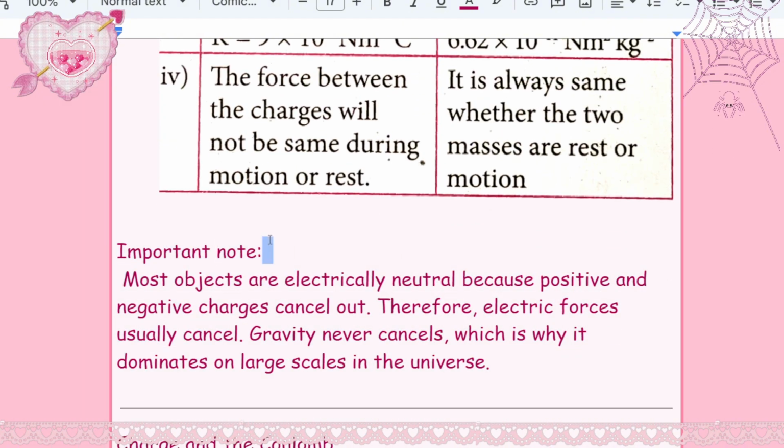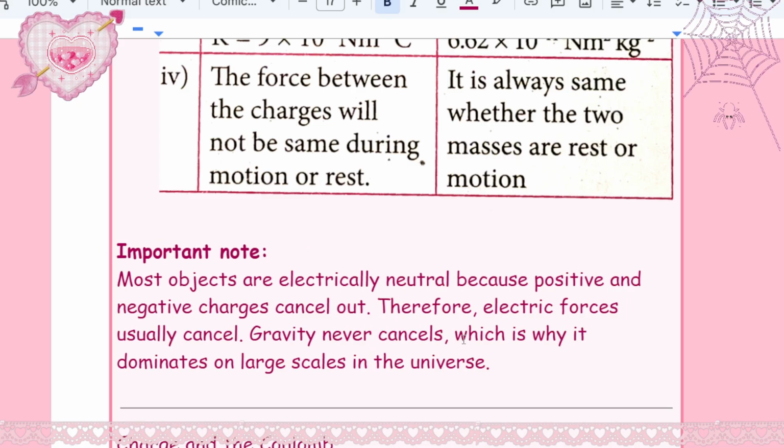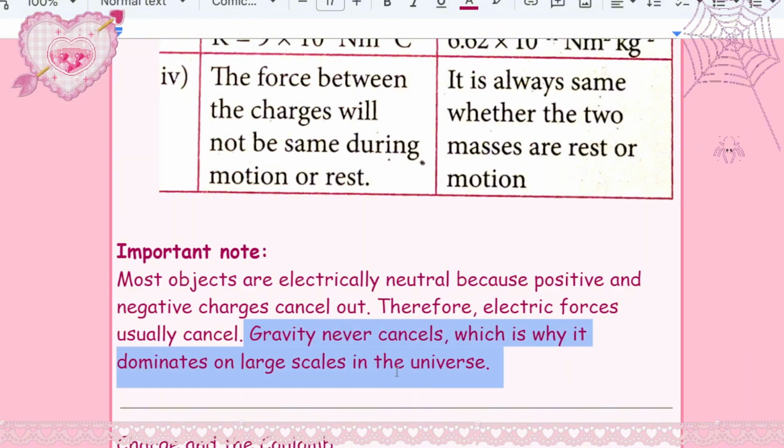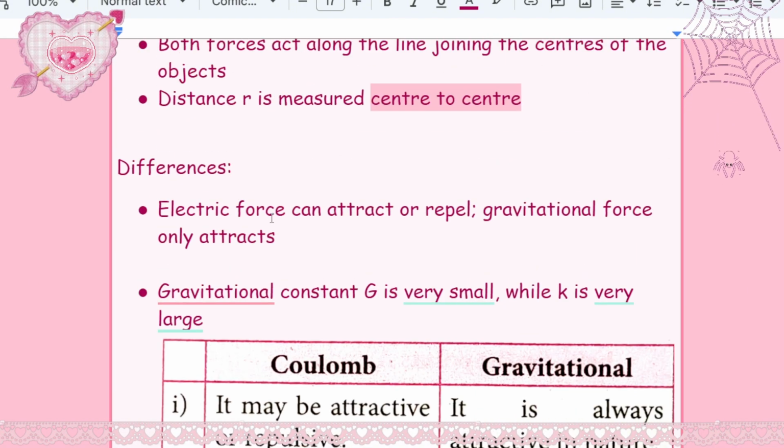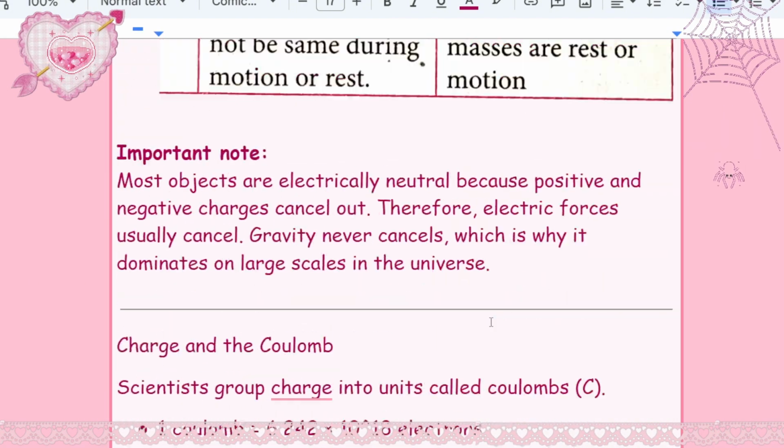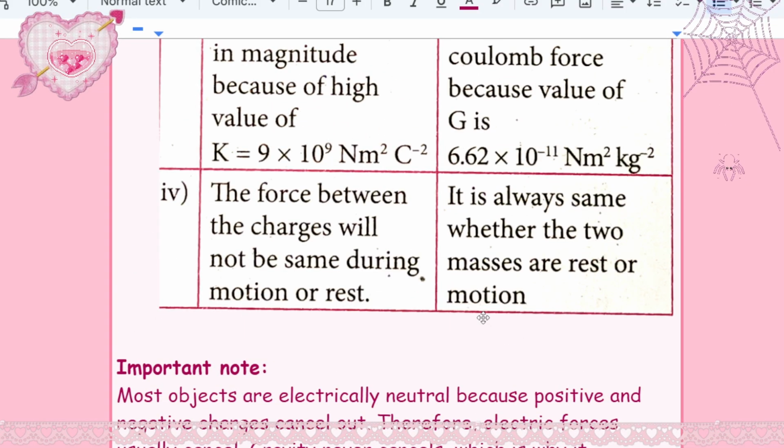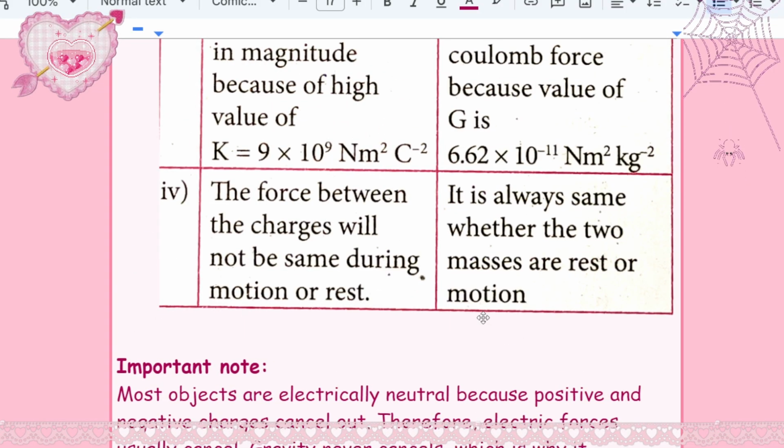Now, something important you want to note is that most objects are electrically neutral because positive and negative charges will just balance out, right? Therefore, electric forces will usually cancel. However, gravity never cancels, which is why it dominates on large scales in the universe, while electric force is not really noticeable. So while gravity can't cancel out, electric force can, right? If we look here, attracting or repelling, and overall these attractions and repulsions will equate to no net force, electrically neutral.